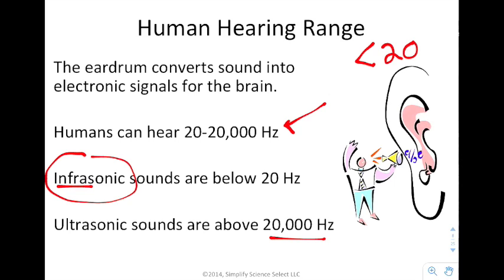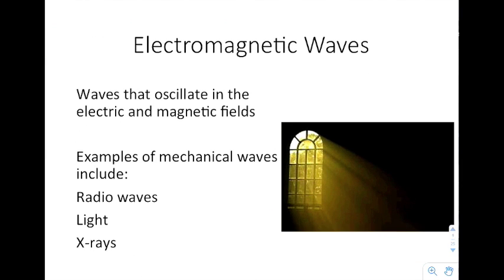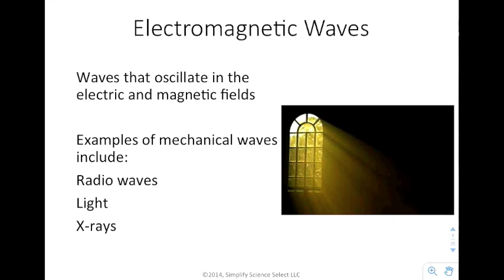If it has too high of a frequency, we can't hear it either, and therefore it's called ultrasonic. Okay, another type of wave that we need to talk about is an electromagnetic wave. Electromagnetic waves are waves that oscillate in the electric and magnetic fields.